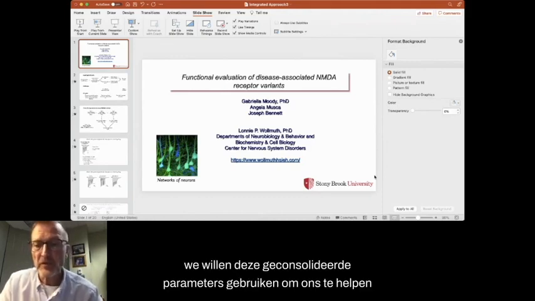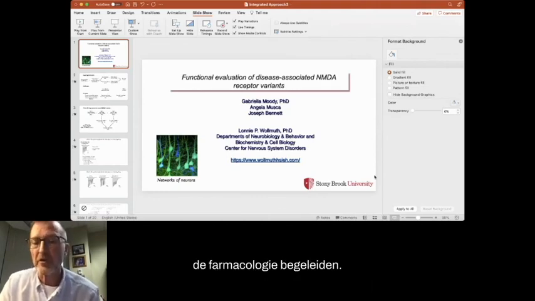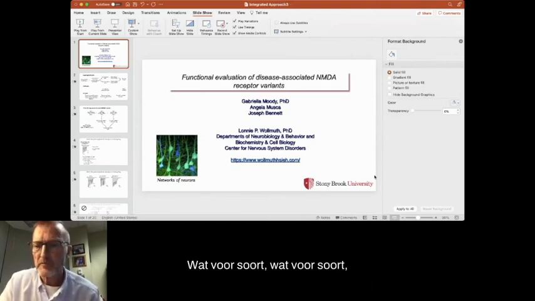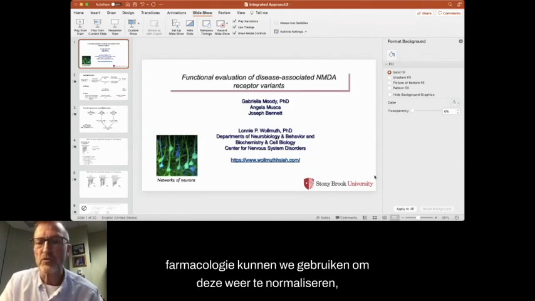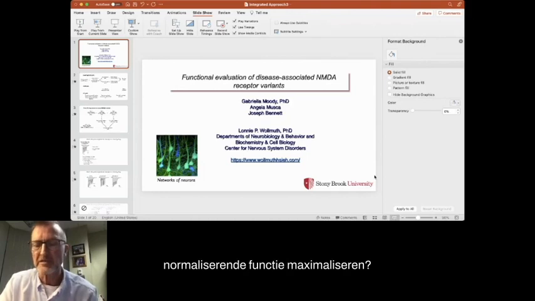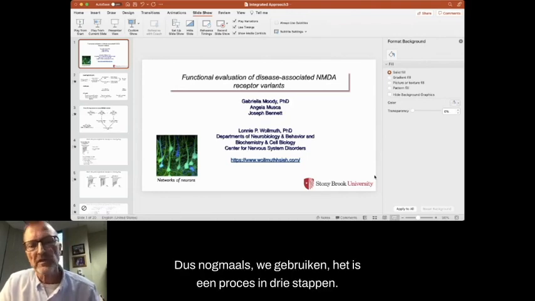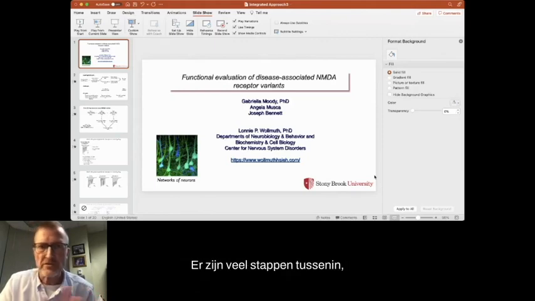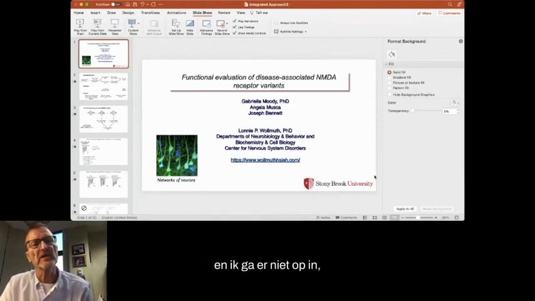And then finally, we want to use these consolidated parameters to help guide the pharmacology. What sort of pharmacology can we use to normalize these, to maximize normalizing function? So again, it's a 3-step process. There are lots of steps in between that I'm not going to go into.